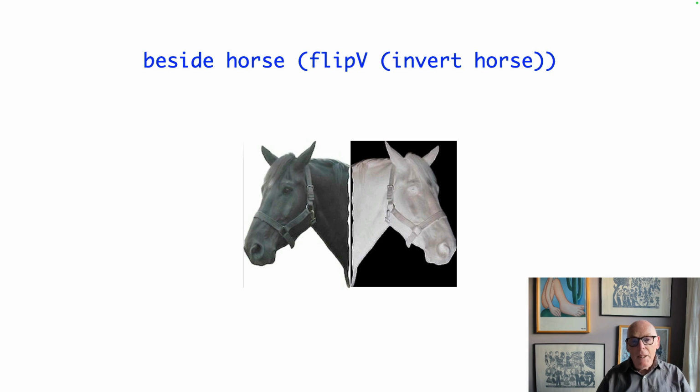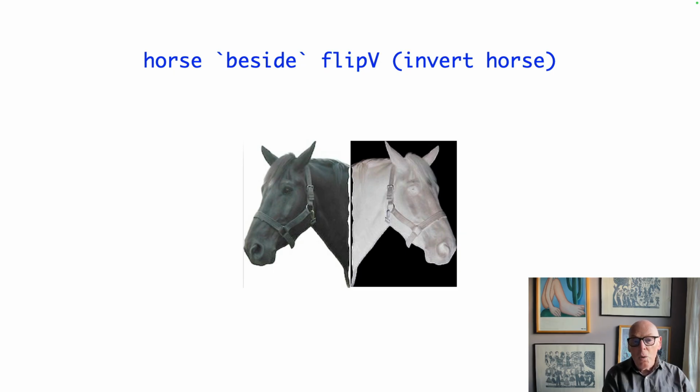Now, one particular piece of notation that people use in Haskell an awful lot, so I want to show it right from the start, is that beside is a function, and what we do to apply a function in Haskell is to put the function and then its arguments one after another. There is an alternative for a two-argument function. We can put it in back quotes and put it between the two arguments. So here we're saying we've got a horse beside the flipv inverted horse.